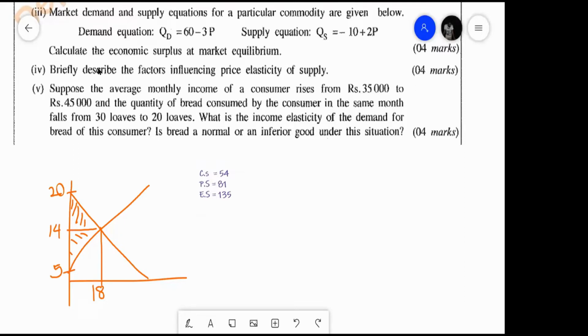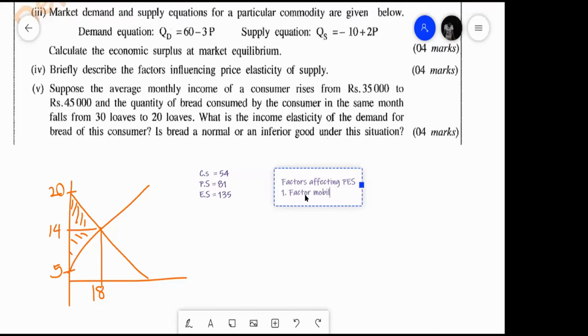Then they ask, briefly describe the factors influencing price elasticity of supply. So what are the factors that affect PES? Factors affecting PES. Okay, factor mobility of the factors of production. That is how easily can you shift the factors of production.